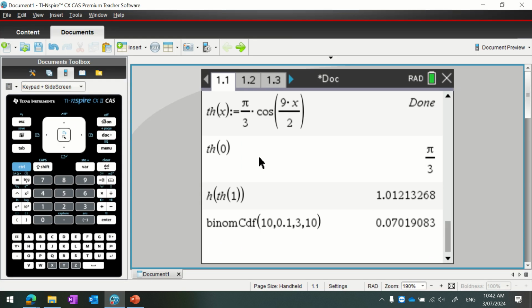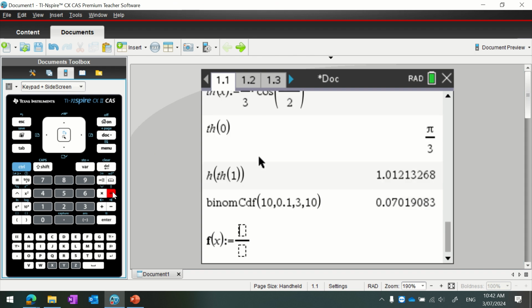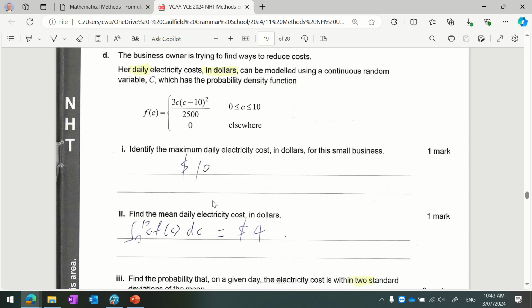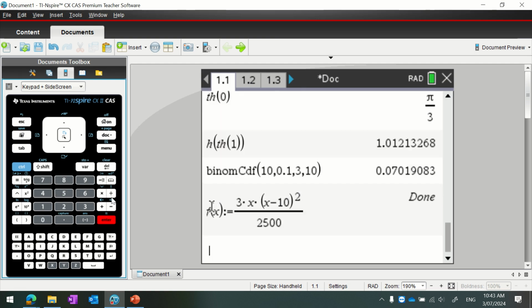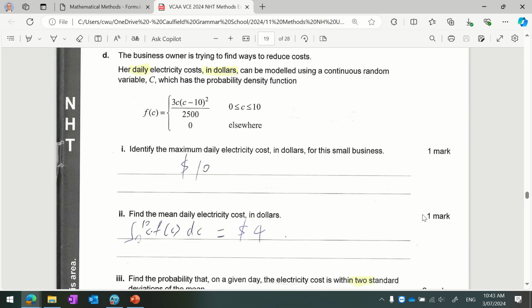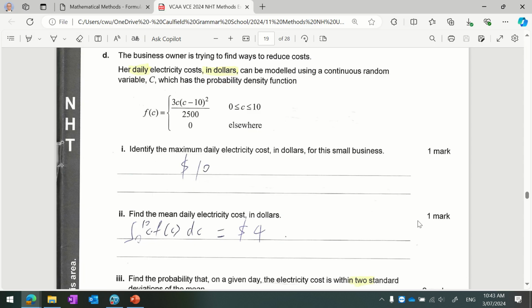And also, when you define this on your calculator, we are not doing a hybrid function. All we really care about is the part of the hybrid function that has an actual rule, like a proper rule, x minus 10, 2, 5, 0, 0. And then once that's defined, all we're doing is looking for, from 0 to 10, x times f of x dx, which is 4.